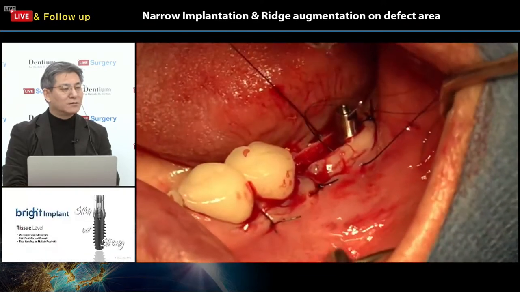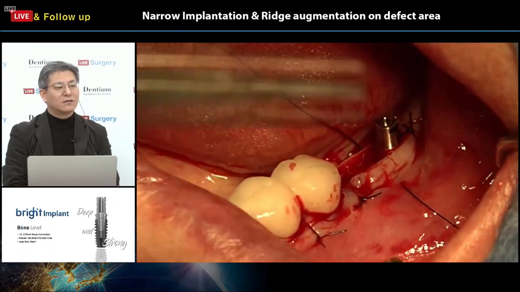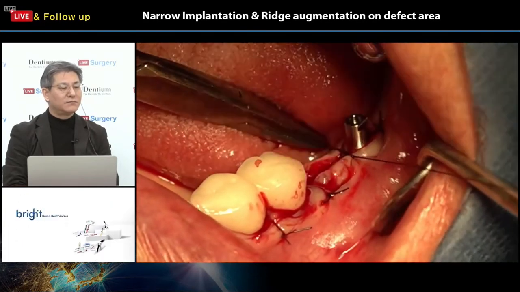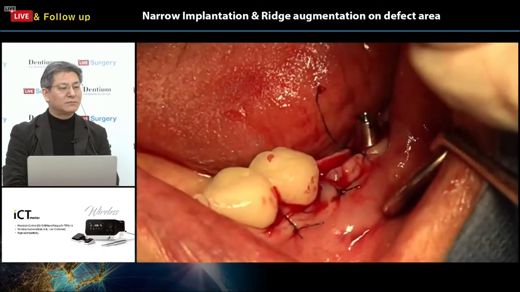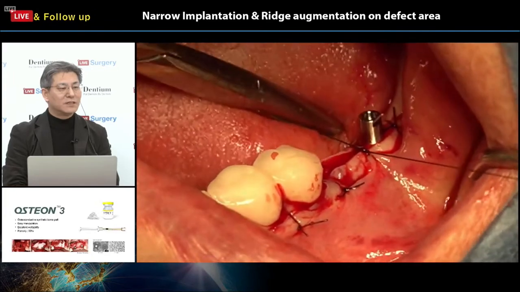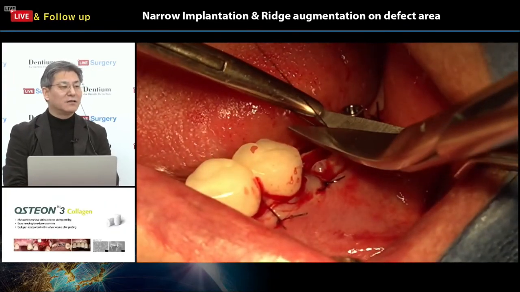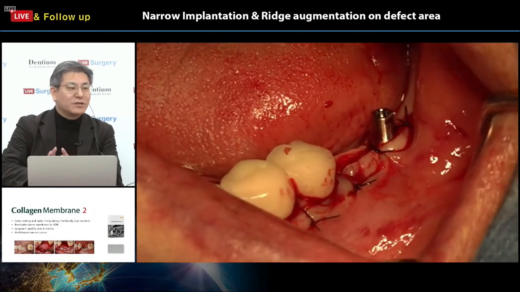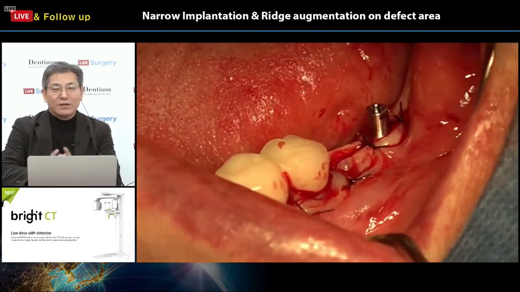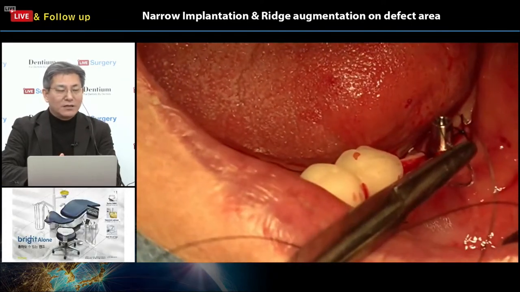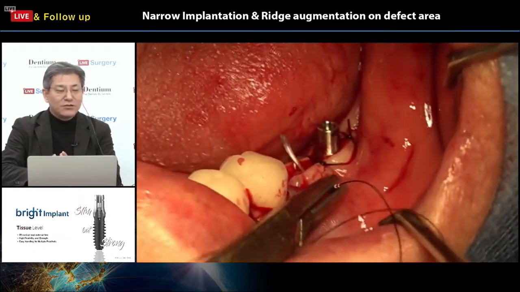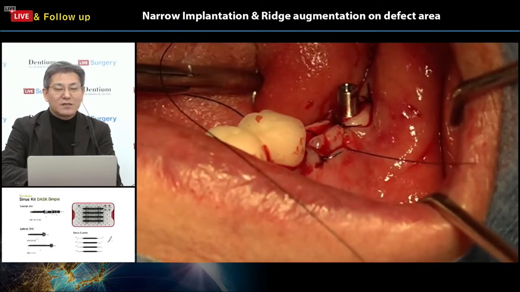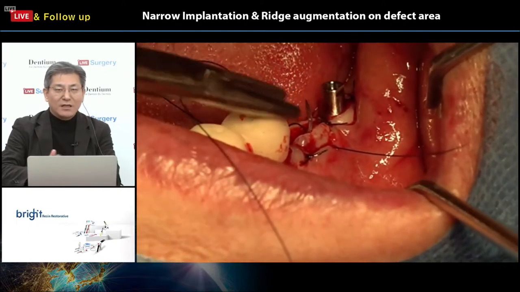Okay, I think we are almost done with today's surgery. Let's take a look at this surgery site once again. One implant fixture on the 37 area, a 4.0 by 9 millimeter tissue level implant fixture, connected with the healing cap, comfort cap. This comfort cap has a dual function, scan and healing.